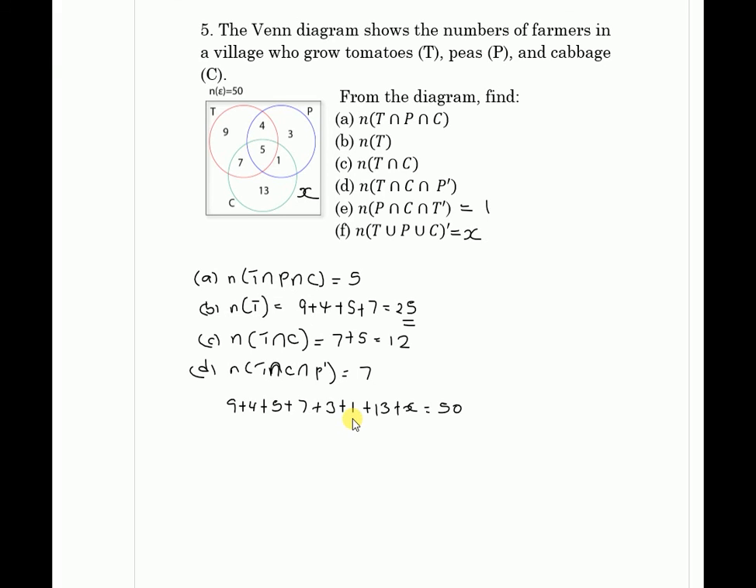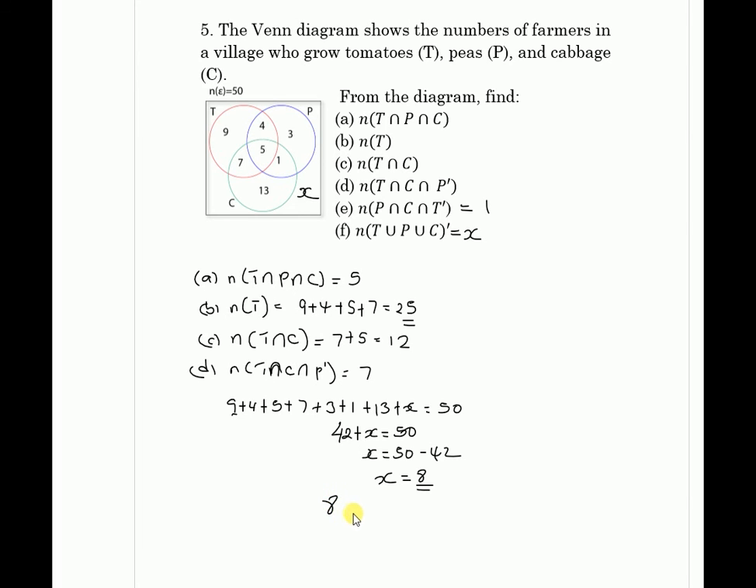Yeah, we have this one giving us 42. 42 plus x is equal to 50. When I add all of these numbers, I'm getting 42, such that x is equal to 50 minus 42, and x is equal to 8.